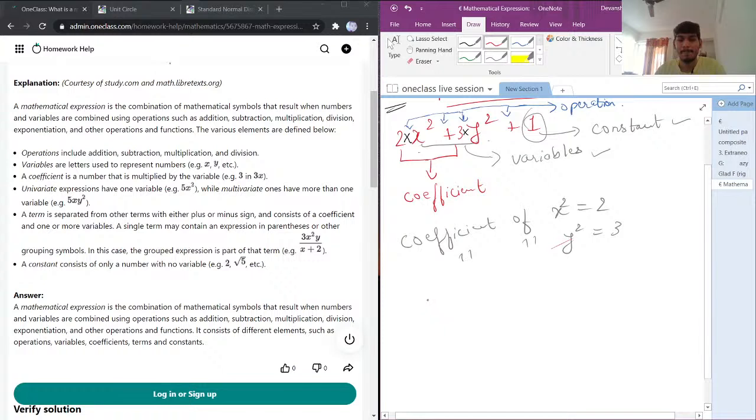Let's say 7 plus 38 x power 4. This is an example of a univariate expression. Again, 7 is my constant term, plus is the operand, or addition is the operation. 38 is the coefficient, and x power 4 is my variable.